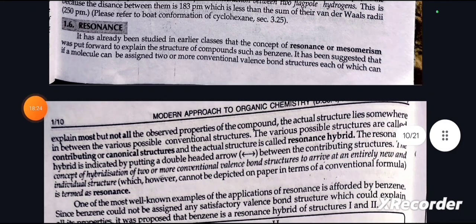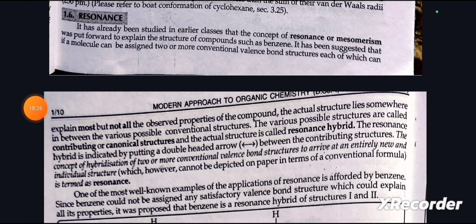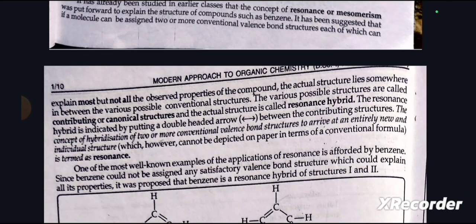1.6 Resonance. It has already been studied in earlier classes that the concept of resonance or mesomerism was put forward to explain the structure of compounds such as benzene. It has been suggested that if a molecule can be assigned two or more conventional valence bond structures, each of which can explain most but not all the observed properties of the compound, the actual structure lies somewhere in between the various possible conventional structures.